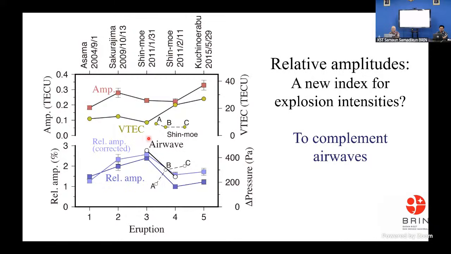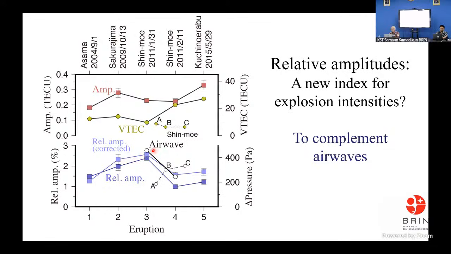And we can compare the amplitude in the TEC signal, and yellow is the background vertical total electron content. So this is relative amplitude. In percent, for example, there's 2% of disturbance relative to the background. So I think this relative amplitude is going to be a useful measure for the intensity of the explosion.